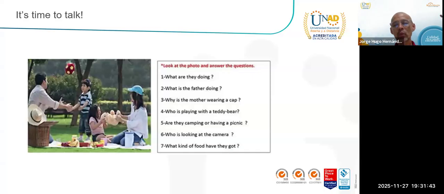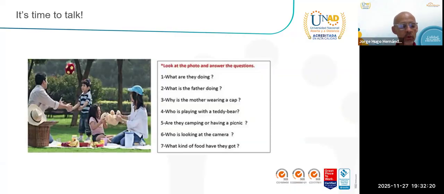Remember that when we are describing a picture, it's very important to bear in mind that we have to use the present progressive. I am doing, I am cooking, I am eating, she is playing, they are walking. Okay, we always use the present progressive when we are describing a picture. That's why these questions are in present progressive, okay? What are they doing?